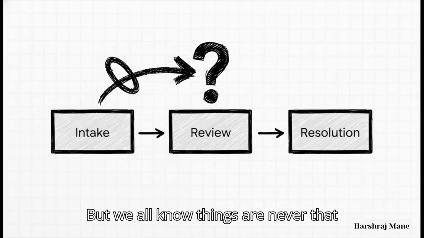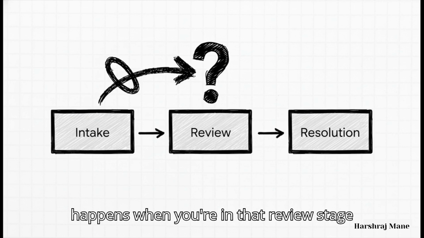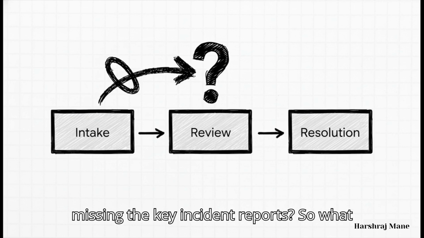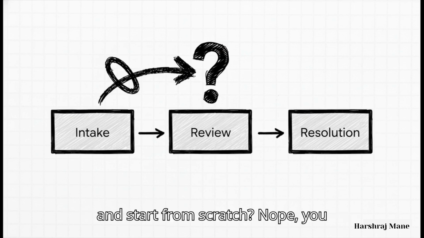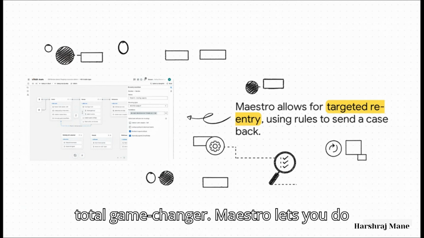But we all know things are never that simple. The real world is messy. So what happens when you're in that review stage and somebody realizes, uh-oh, we're missing the key incident reports? So what now? Do you have to scrap the whole thing and start from scratch? Nope, you absolutely don't. And honestly, this is a total game changer.